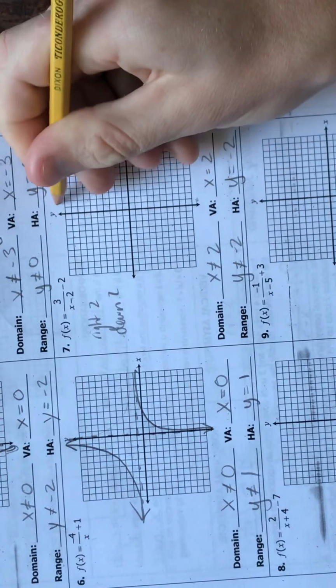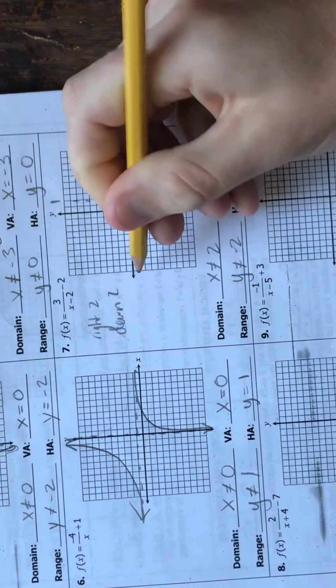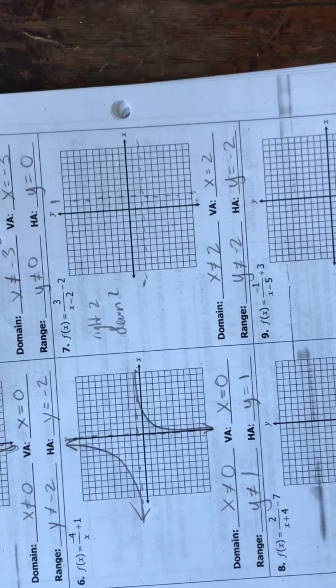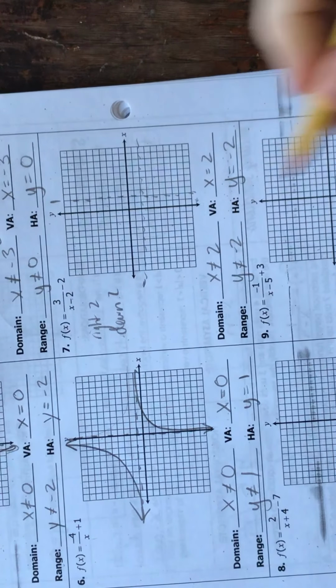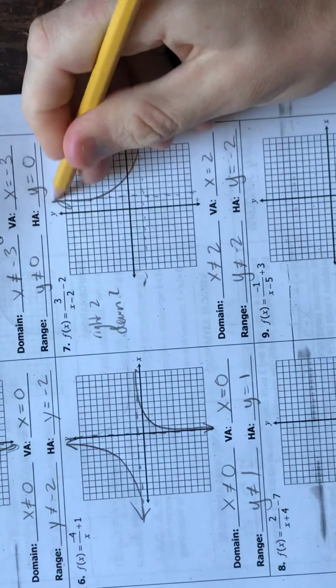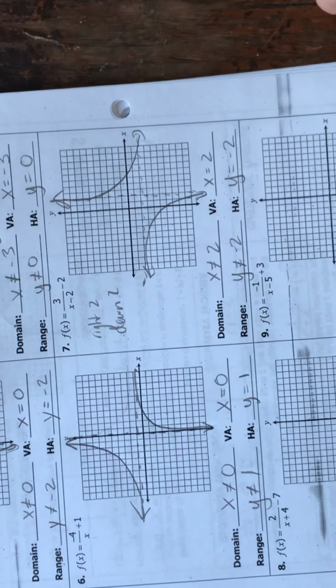So I'm going to graph these guys. Vertical asymptote at x equals 2. Horizontal at y equals negative 2. Okay. And then this one is going to kind of look more like 4 and 5 because there was no negative out in front. You should get something like that.